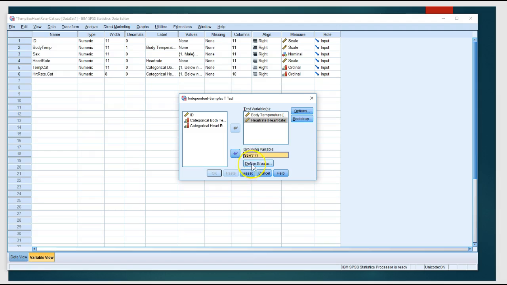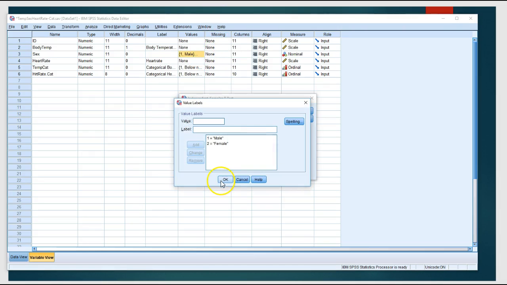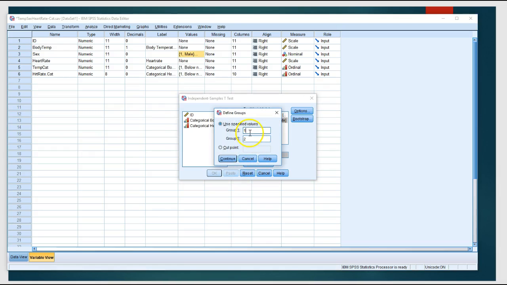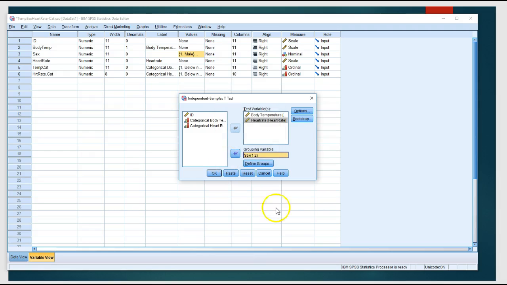So when they want you to define groups here, they just simply want you to enter the values for those two groups. So remember, males are 1, females are 2. So we simply enter a 1 for males, and we enter a 2 for females and continue.